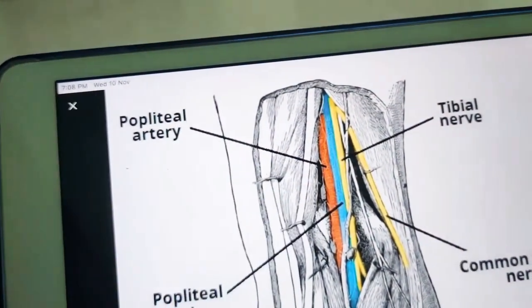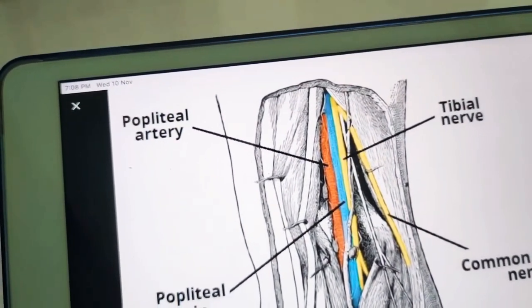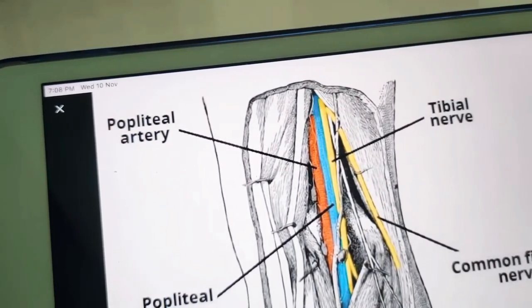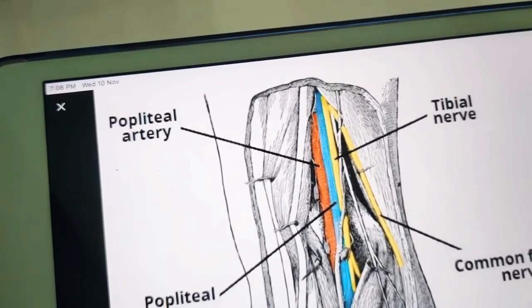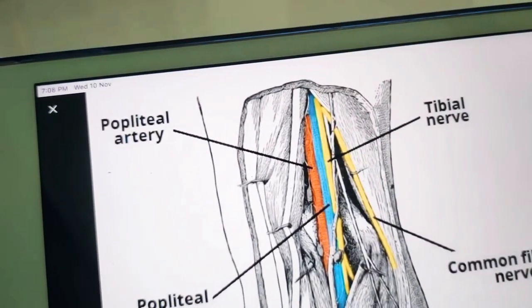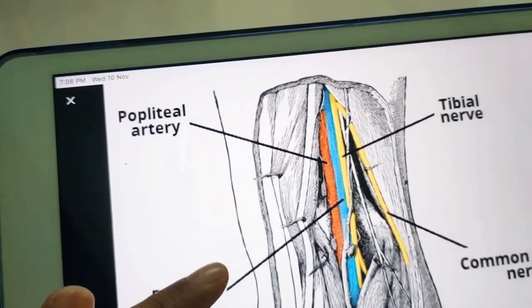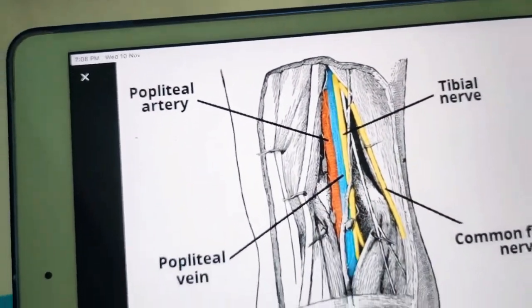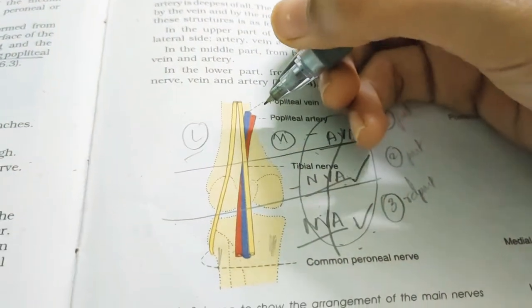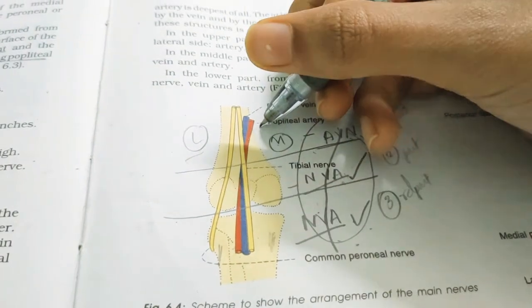You can see it's medial to the popliteal artery, and especially it begins by union of veins accompanying the anterior and posterior tibial arteries. It is medial to the popliteal artery in the lower part of the fossa, and it is posterior to the artery in the middle. I will show the diagram again. See the popliteal vein. In the upper part it is posterior lateral, right? It is posterior lateral to the popliteal artery.